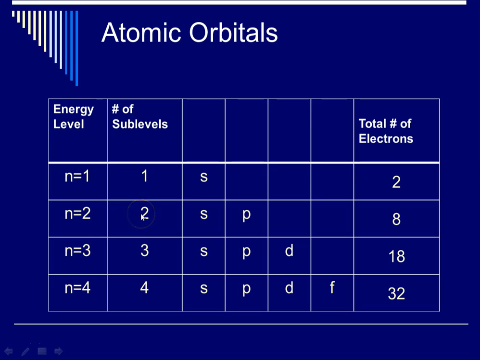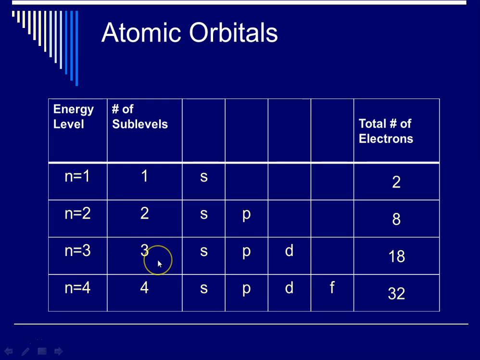Then at n equals 2, you have 2 sublevels, S and P. Remember, S has 1 orbital, so it holds 2 electrons. P has 3 orbitals, so 3 times 2 equals 6 electrons. So this is where the number comes from: 2 plus 6 equals 8.